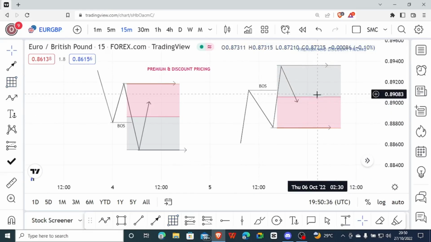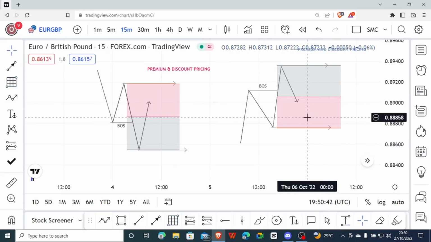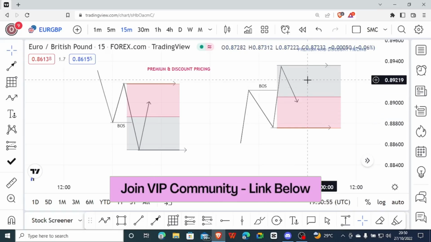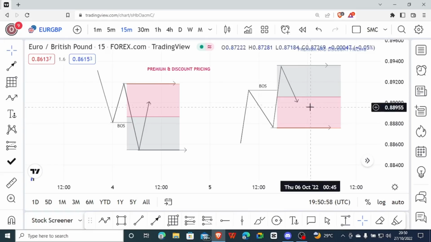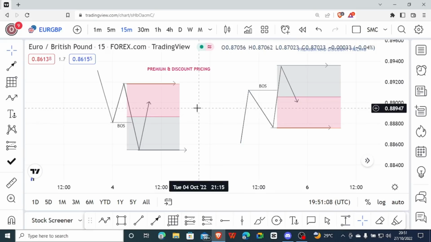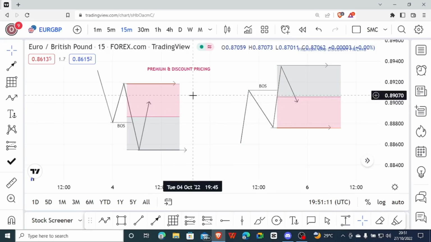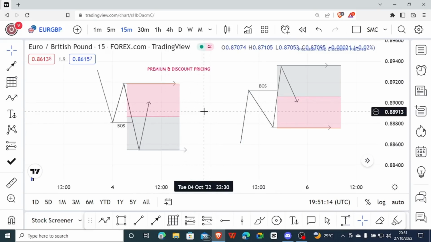Now this line is your 50% flip level. Anything below the 50% flip level is discount, anything above is premium. You want to buy from the discount and sell from the premium. When price gets to this premium, it is regarded as overbought. When it gets into this discount, it is considered oversold. Now as you can see, these are the three reasons I told you about why you need to master your premium and discount pricing when we were looking at the bearish structure example.